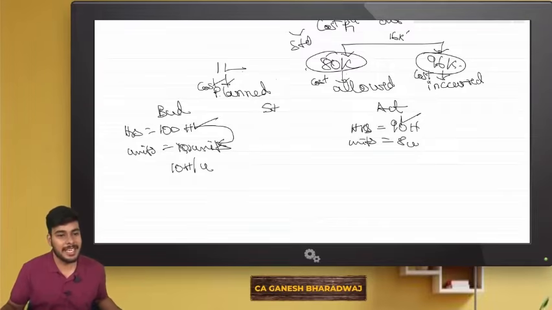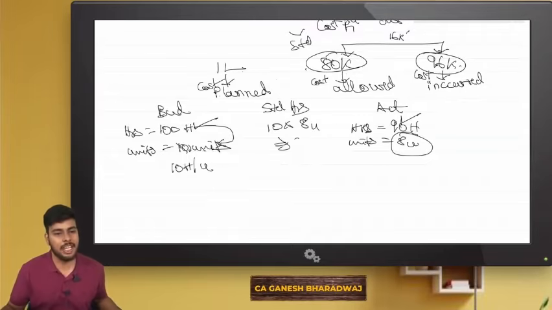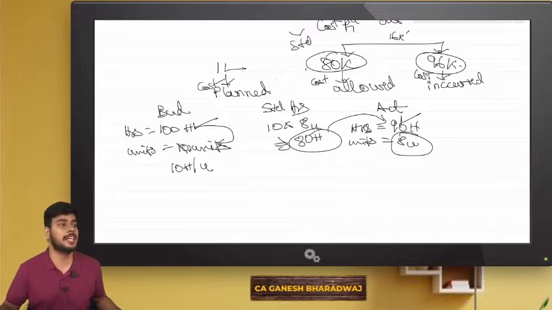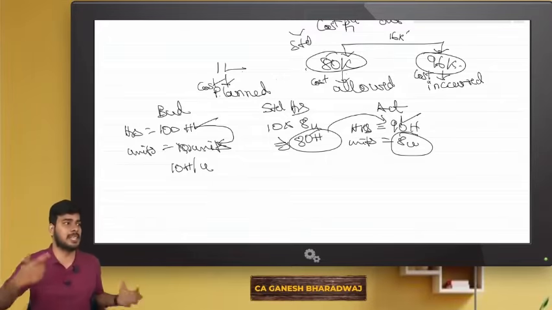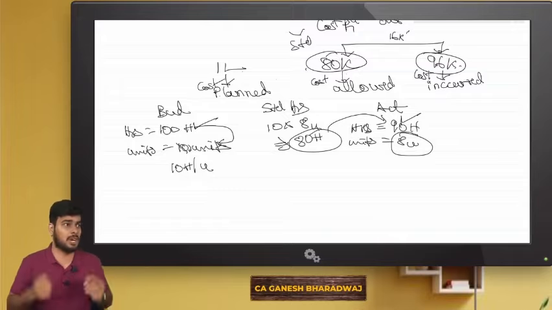So can I say the standard hours allowed will be 10 hours per unit into the actual quantity that you have made, 8 units? Can I say that you were supposed to take only 80 hours? Whereas you have actually taken 90 hours, which means 10 hours you have taken more. That's an adverse because for 10 hours I am paying more cost. Correct or not?